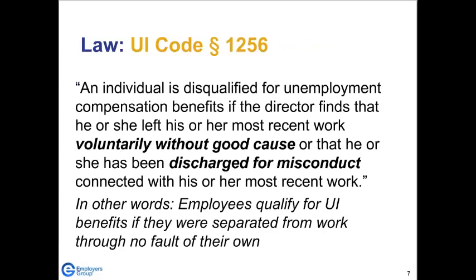On to the law itself, just to familiarize you all with where we're coming from for the sake of the rest of the presentation. An individual is disqualified for unemployment compensation benefits if the director finds that he or she left his or her most recent work voluntarily without good cause, or that he or she has been, quote, discharged for misconduct connected with his or her most recent work. What does this mean? Again, here I'm going to give you all the generalities at the bottom of each slide.